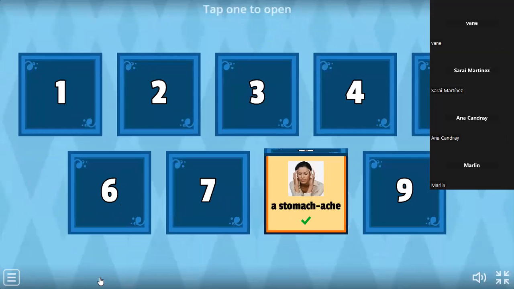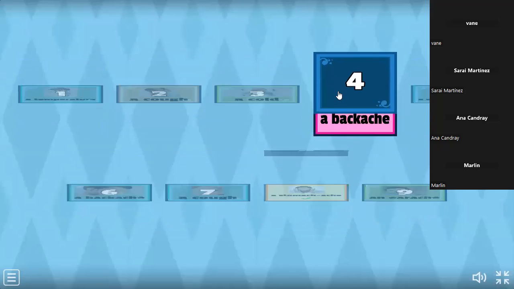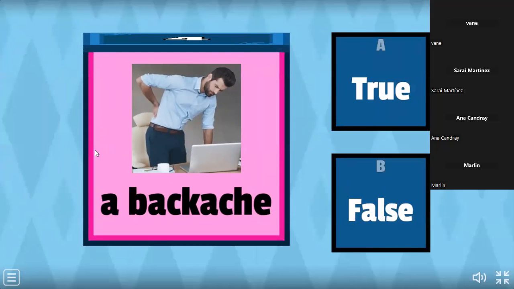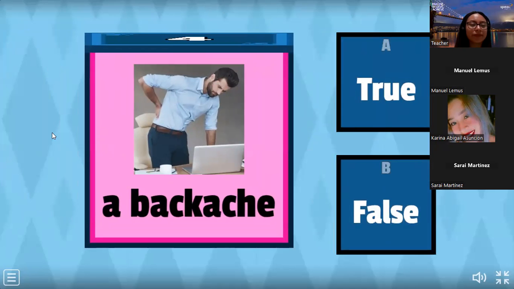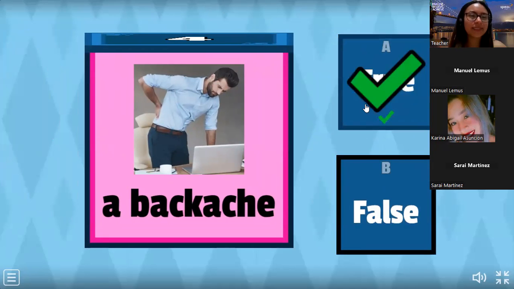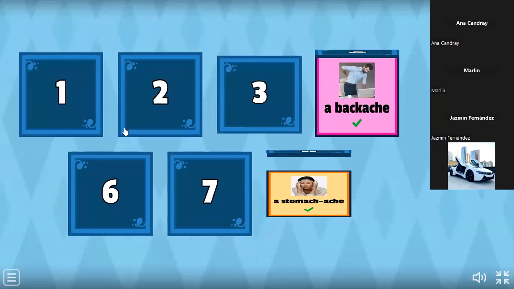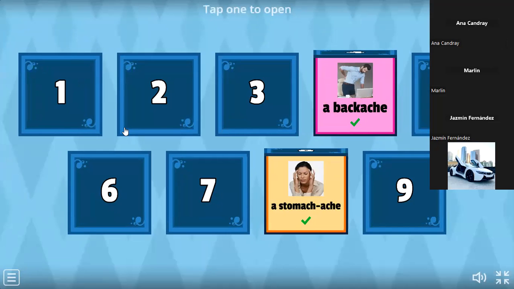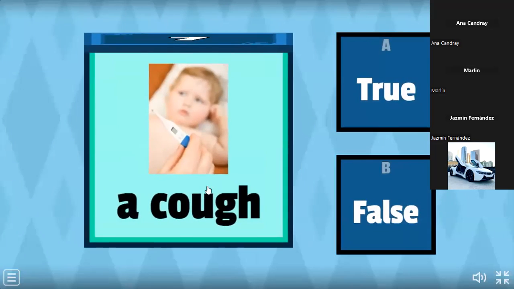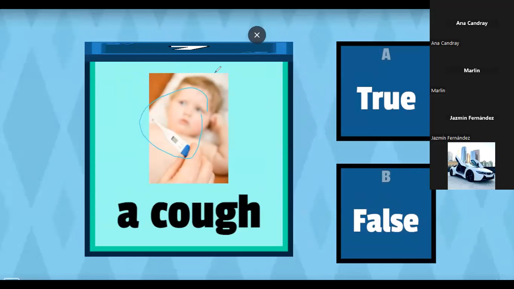Now, let me ask Sarai, which one do you want, Sarai? Four. Four, very good. What do you think? True or false? True, very good. A backache, right? Now, let's see. Marlene, which number do you want? 7. Very good. So, a cup. True or false, Marlene? False. False, very good. And what is this, Marlene? Do you remember the health problem? Fever. Fever, very good, Marlene. Perfect. That is a fever.